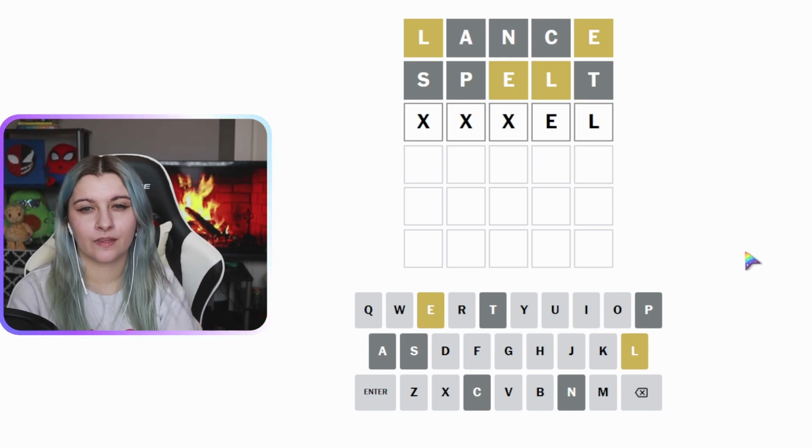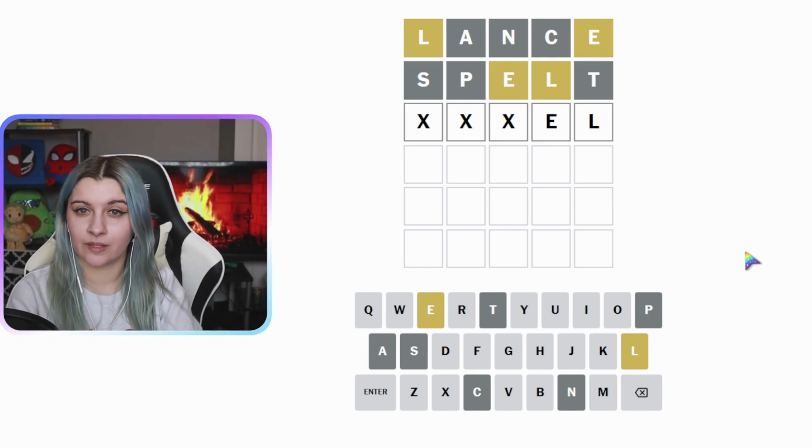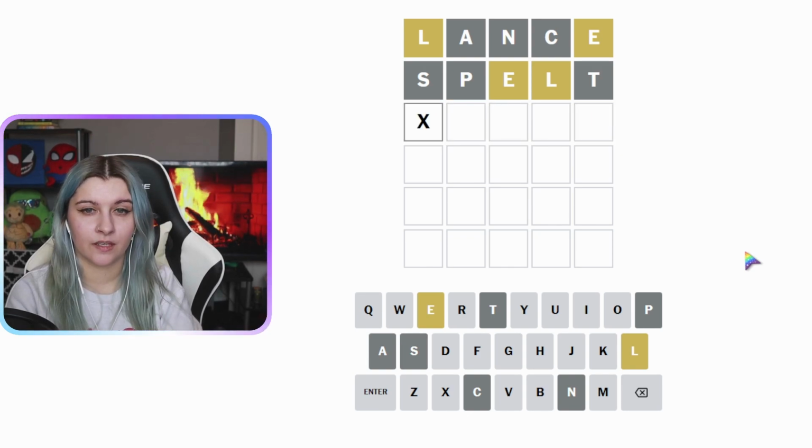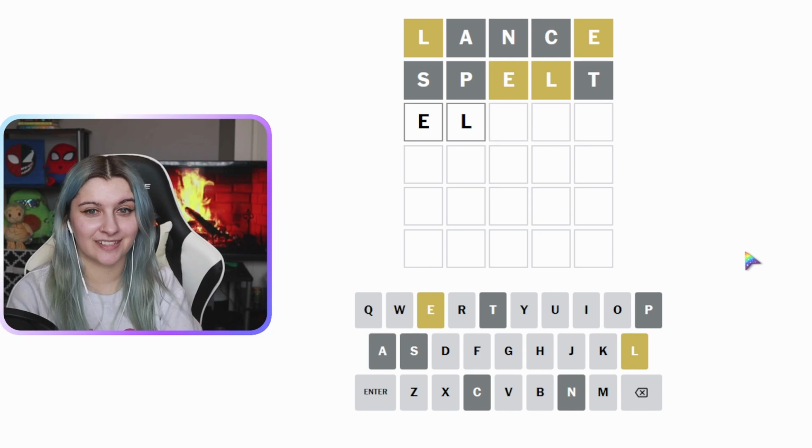Okay. Well, I know it's not an LL ending, and I know the E does not go in the middle. I could have something like this. Wield is no longer an option. Maybe L goes here. Maybe it's like an ELL. Could still happen. Elite.